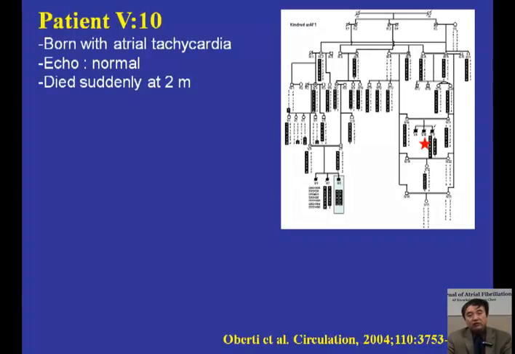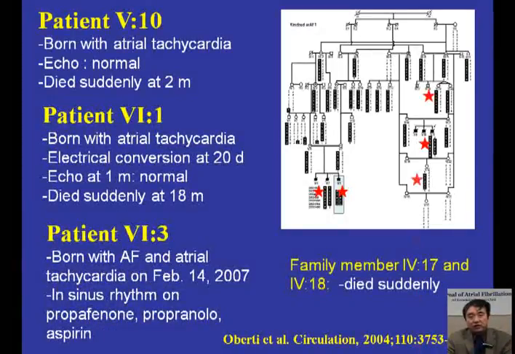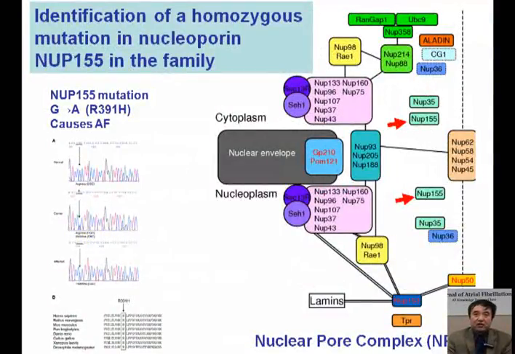And so for the next 4 years, we focused on this family and worked very hard to find the gene that causes AF in this family. And our hard work paid off. Finally, we found a mutation in this gene called loop 155. The mutation is an arginine to histidine change. And the gene is, as I said, loop 155. It encodes a nuclear porin protein.